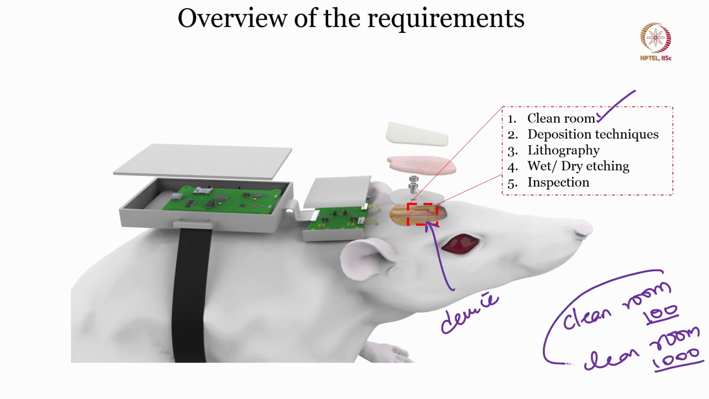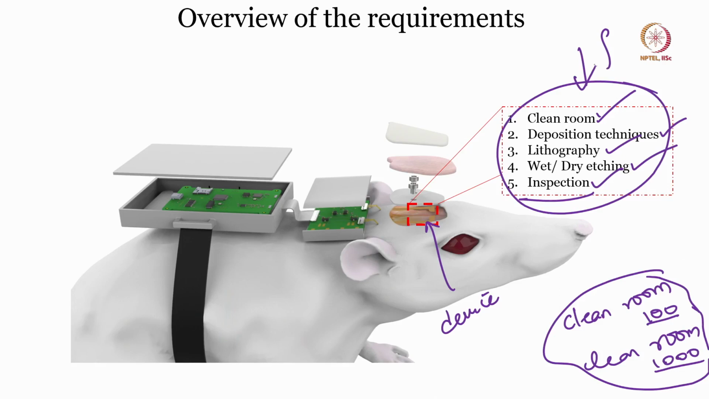There is a whole lot of things about clean room, and there are different deposition techniques we just briefly touched upon, PVD, CVD and all those things. Then we talked about lithography being required, etching being required, and inspection using a microscope, where you inspect those sizes. So, if you have knowledge about all these things, then fabrication is done. Then after the fabrication we have to characterize it.